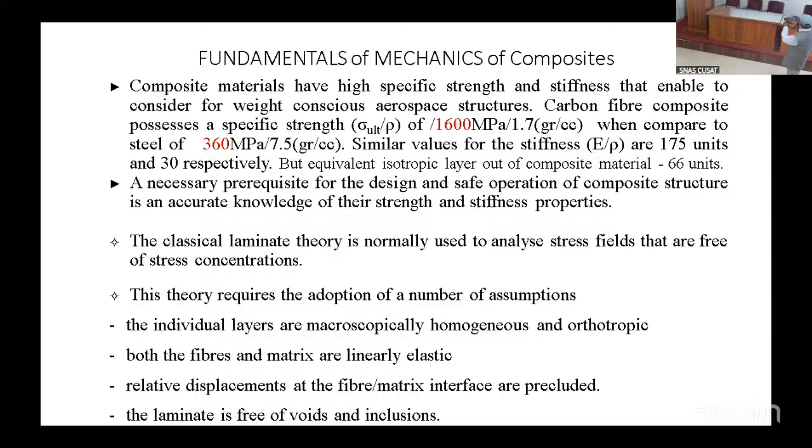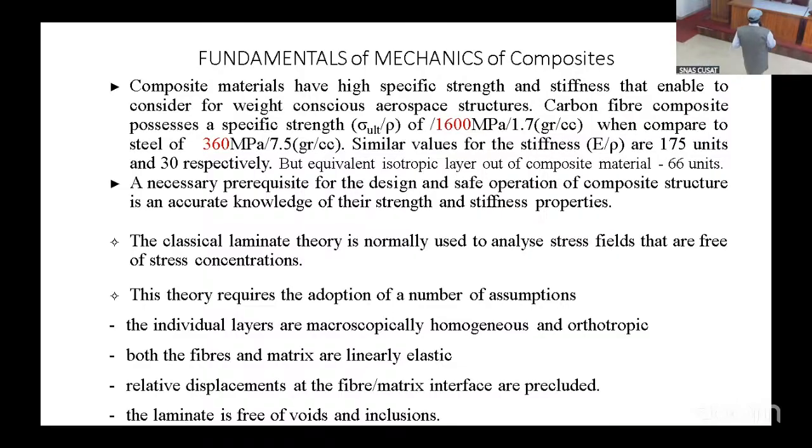Modulus is 175 units versus 30 on this side. Specific stiffness is this, whereas strength wise, it is much more. Why I put the stiffness is, if you design anything, first of all, stiffness only comes into the picture. Deflection is WL cubed by 3EI. So what is the E value corresponding to the composite for isotropic nature?